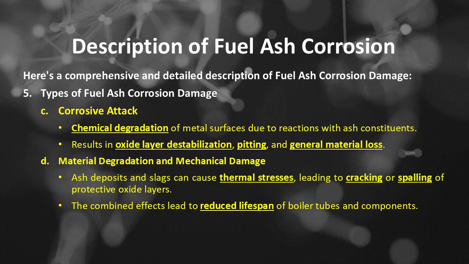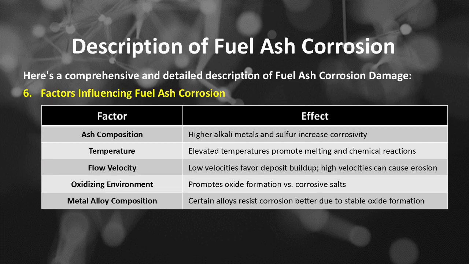Number D. Material degradation and mechanical damage. Ash deposits and slags can cause thermal stresses, leading to cracking or spalling of protective oxide layers. The combined effects lead to reduced lifespan of boiler tubes and components. Number 6. Factors influencing fuel ash corrosion. The first factor is ash composition: higher alkali metals and sulfur increase corrosivity.